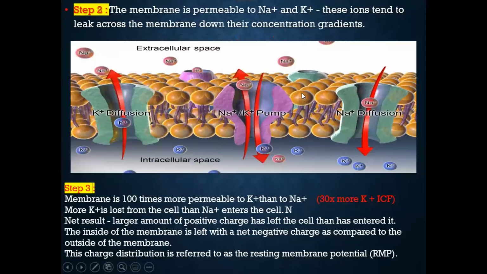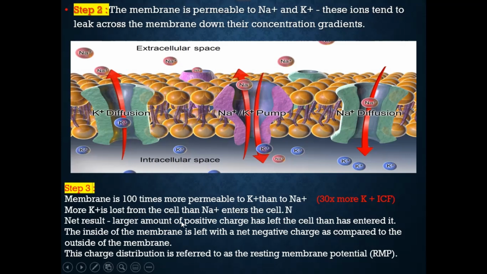Next step, the membrane is permeable to sodium and potassium. These ions tend to leak across the membrane down the concentration gradient. This is what I mentioned just now. The sodium potassium pump actively pumps against the concentration gradient, but the sodium and potassium channels are going down the concentration gradient. As I mentioned, the membrane is 100 times more permeable to K plus than sodium, and the concentration gradient is 30 times more. So more K plus is lost from the cell than sodium enters the cell.